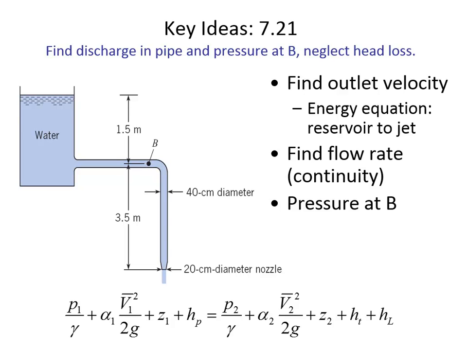Okay. Any questions about this one and the key ideas? You said find the pressure at B. Start down here at the nozzle. You know the pressure is 0, you know the velocity, you know the elevation. Why can't we do it up there? Well, you can. No, it won't give you a different answer. But you have to solve for the velocity here before you can go to B. Right. You couldn't find the pressure at B before you found the discharge in the pipe.